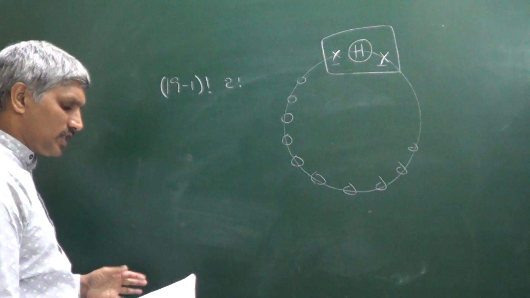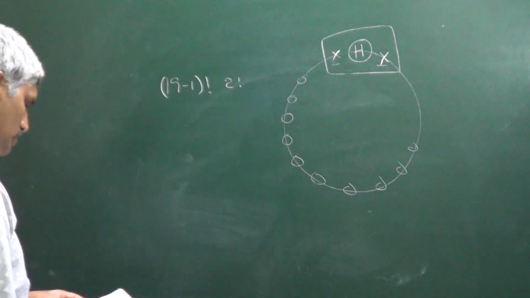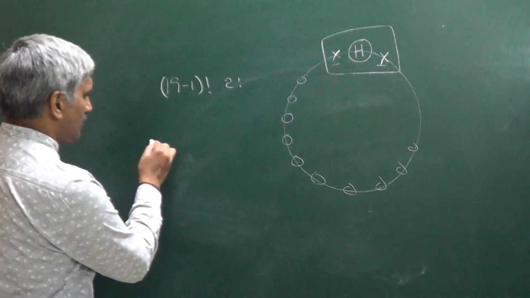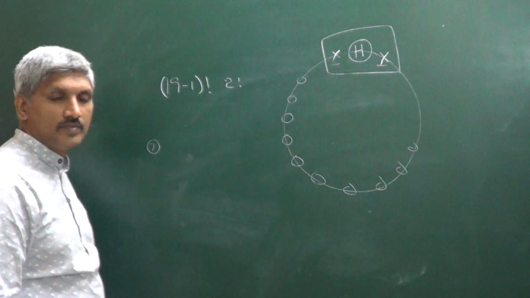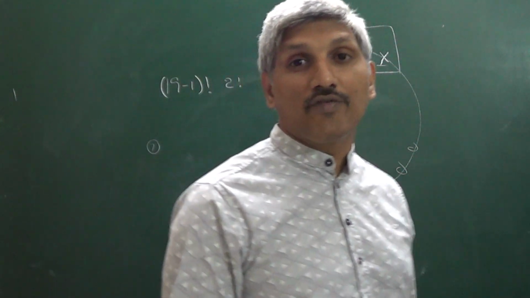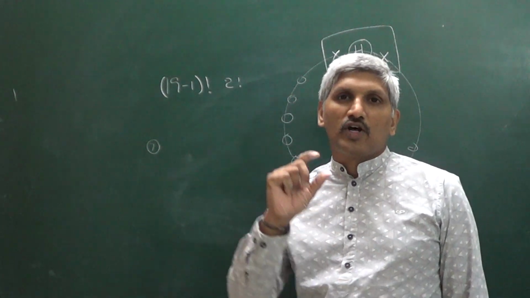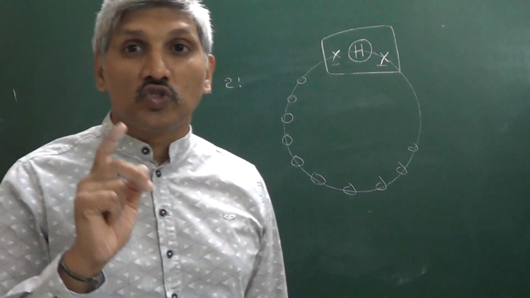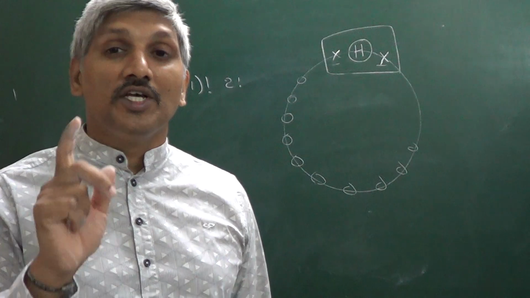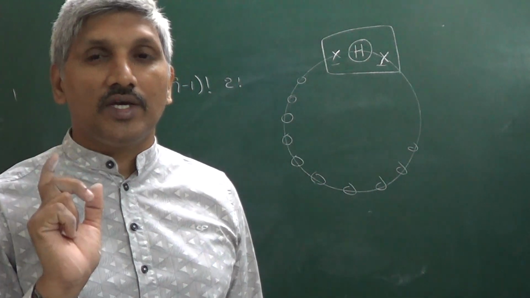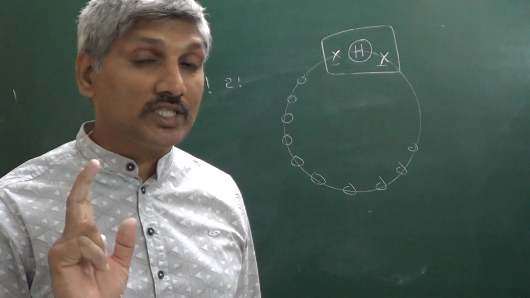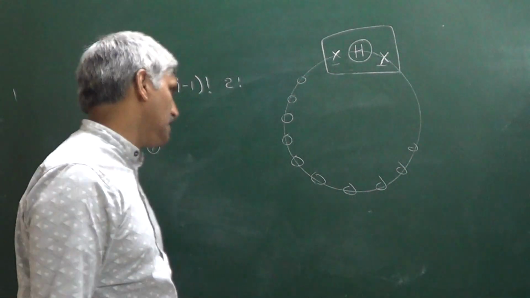So let us see another question they are asking like this here. 7 members we want to arrange for a dinner. The number of different arrangements so that they don't have the same neighbors in each arrangement.